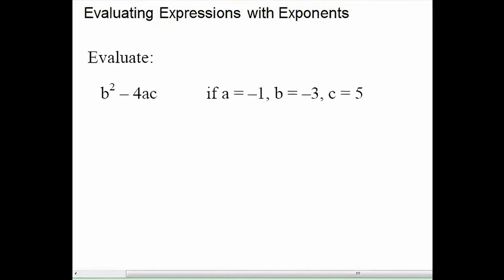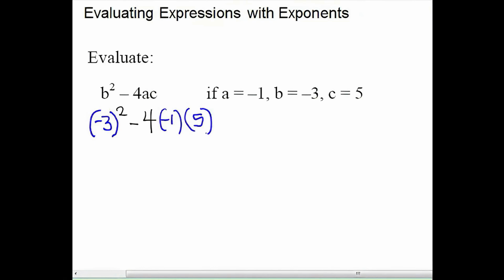We'll have one more of this type of problem. Evaluate b squared minus 4ac. And so we're going to plug in. The b has an exponent, so it will have to go in parentheses, and it's going to be a negative 3. The exponent is on the outside. Minus 4 times a, which is negative 1, times c, which is 5.